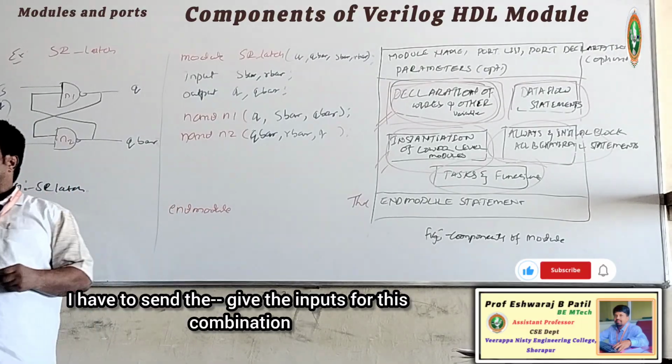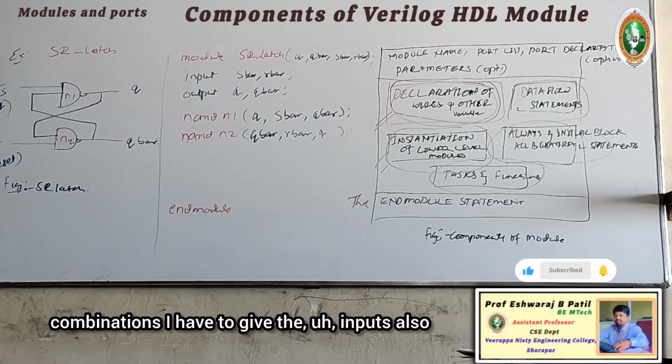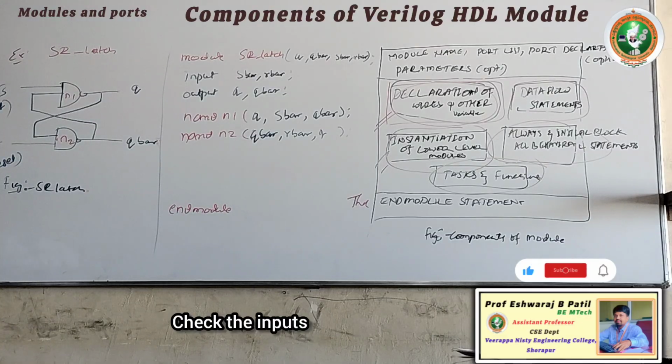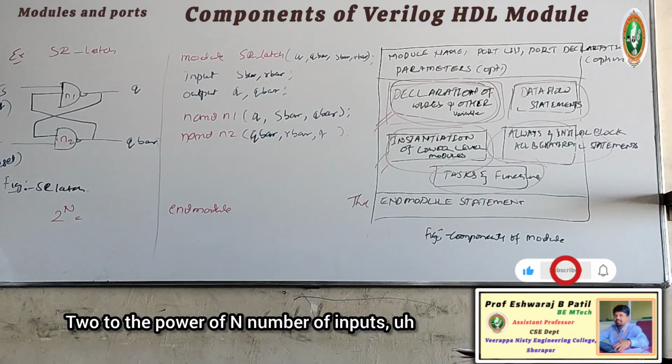I have to give the inputs for this combination. How many inputs are there? For those number of combinations, I have to give the inputs also. Check the inputs, how it is working. 2 to the power of n number of inputs you have to send here.